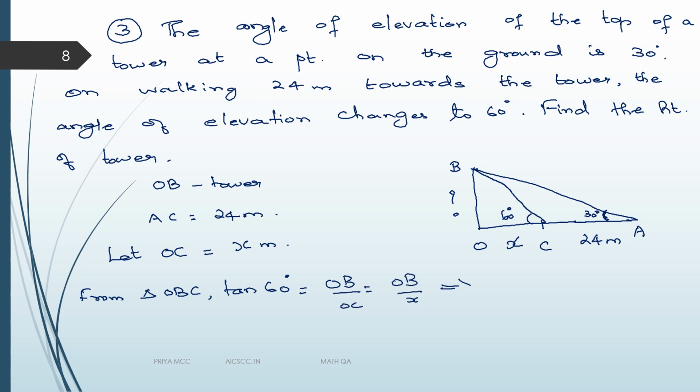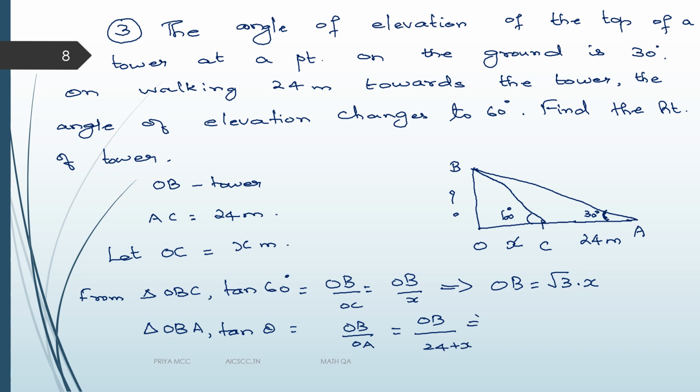What is tan 60 degrees? The value of tan 60 is root 3. So OB is equal to root 3 into X, because I need to find OB. I will just leave it this way. Now from triangle OBA, what is tan 30? Tan 30 will be OB by OA, that is OB by 24 plus X.